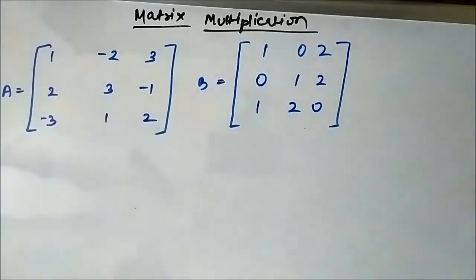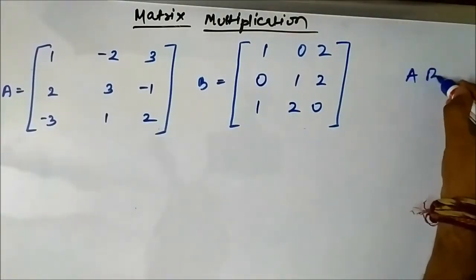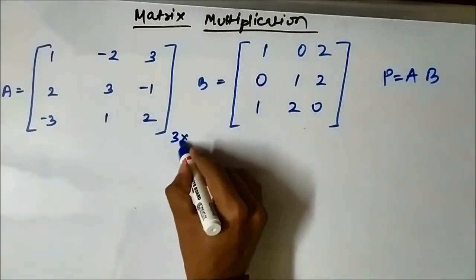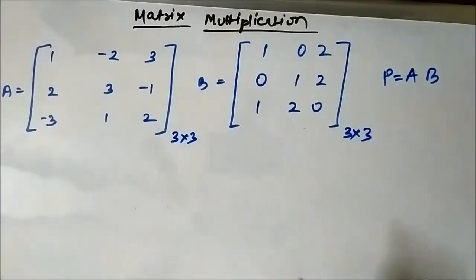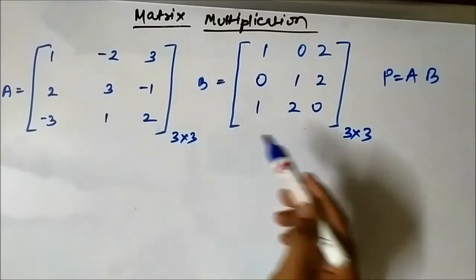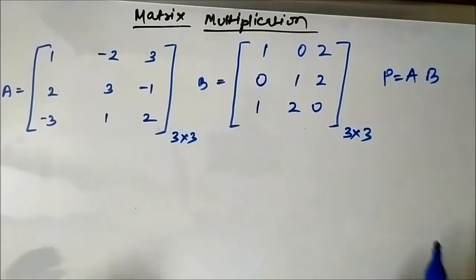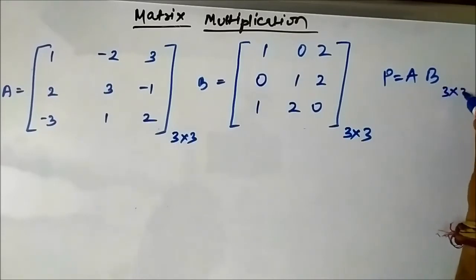We have to perform matrix multiplication. We have to determine the product A into B. So here these are 3 cross 3 matrices, so there is no need to check the multiplication condition, because the number of columns of the first will be equal to the number of rows of the second by default, because they have the same number of rows and columns. So the resultant matrix will also be a 3 cross 3 matrix.